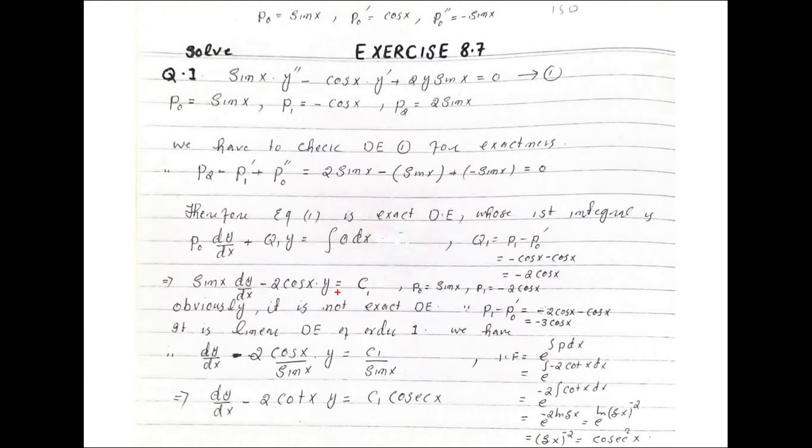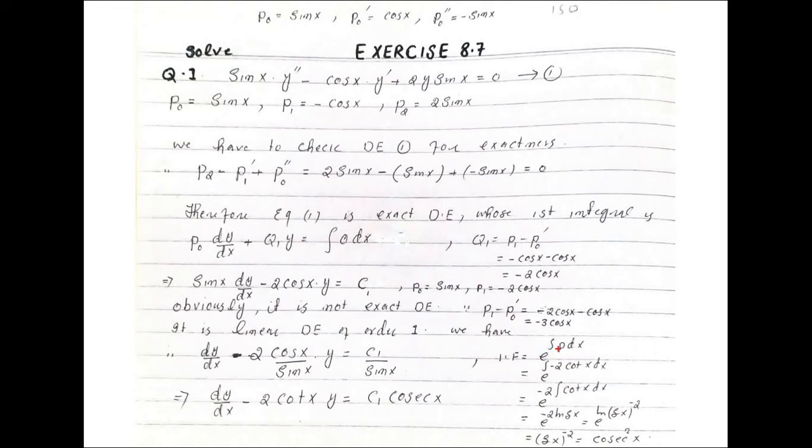Since the value is non-zero, it is not an exact differential equation, but it is a linear differential equation of order 1. Simplifying, that is dividing both sides by sin x, this is the simplification, and cos over sin can be written as cotangent x, and 1 over sin can be written as cosecant x. Now since this is a linear differential equation and y is the dependent variable, minus 2 cotangent x is the value of p. Now we have to find the integrating factor for this differential equation.